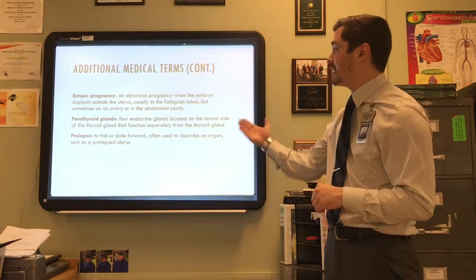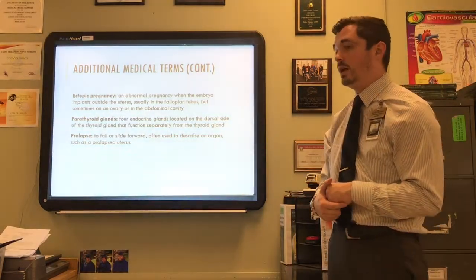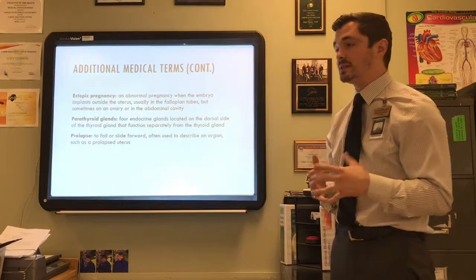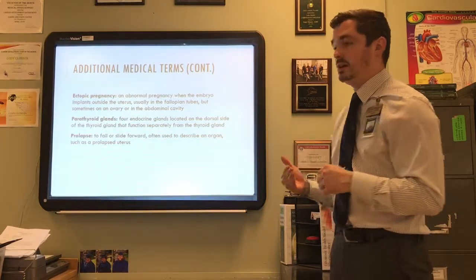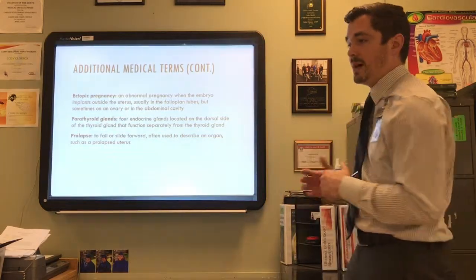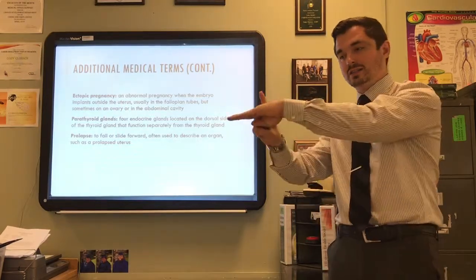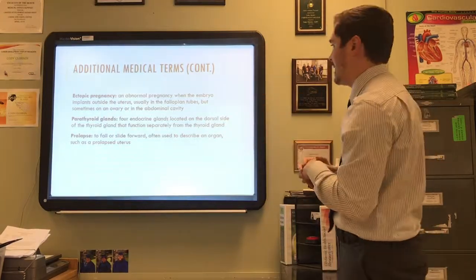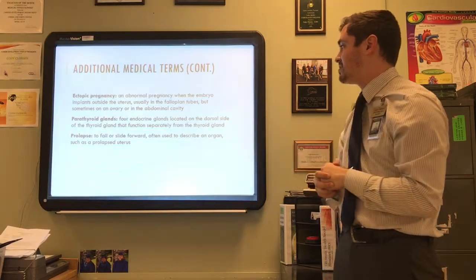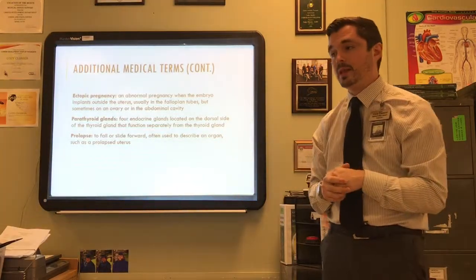Ectopic pregnancy. An ectopic pregnancy is an abnormal pregnancy when the embryo implants outside of the uterus. It's usually within the fallopian tubes, but sometimes on an ovary or in the abdominal cavity, and that is abnormal, guys. Parathyroid glands. There are four endocrine glands located on the dorsal side, so the back side. Dorsal means the back side. You think of a dorsal fin on a shark as the part that sticks out of the water. They are on the back side of the thyroid gland and function separately from the thyroid gland.